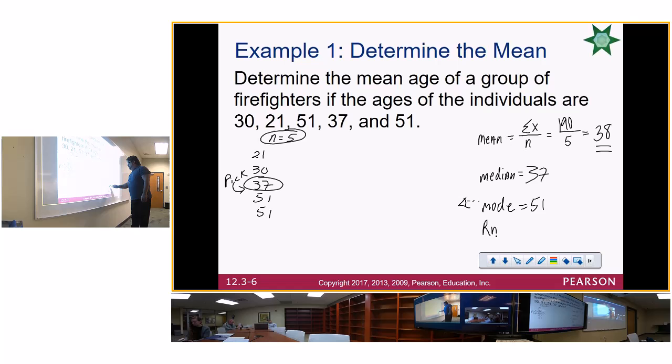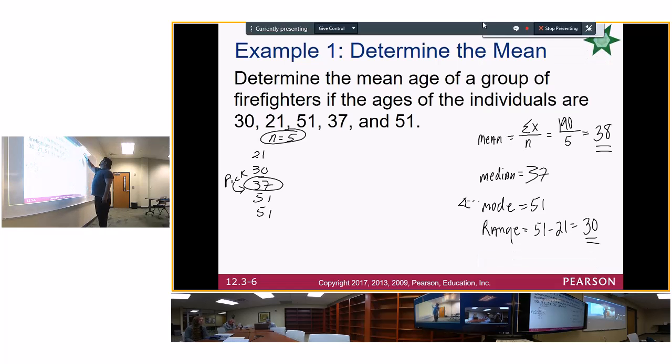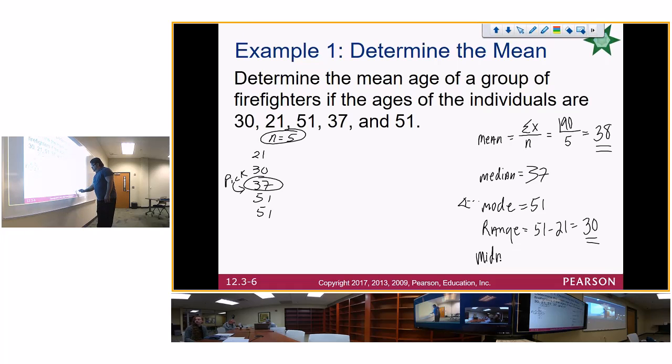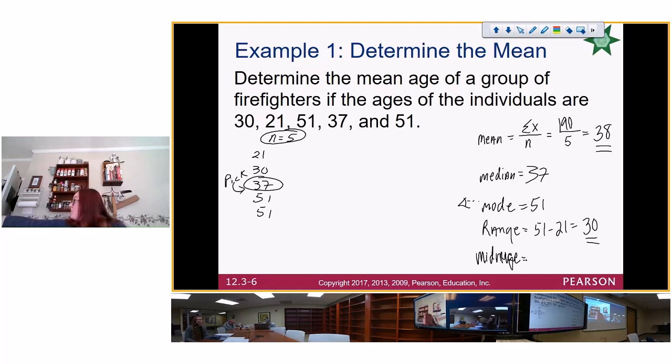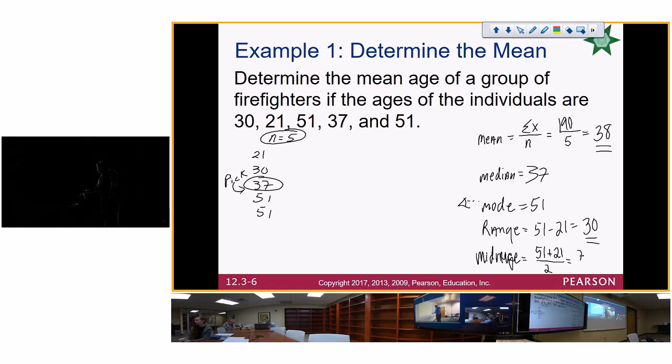Range is equal to 51 minus 21, which is equal to 30. And the last one is the mid-range. The mid-range is equal to 51 plus 21 divided by 2, which is 72 divided by 2, which is equal to 36. Now, I'm going to take my highlighter, and I'm going to highlight the 3 numbers that are important.